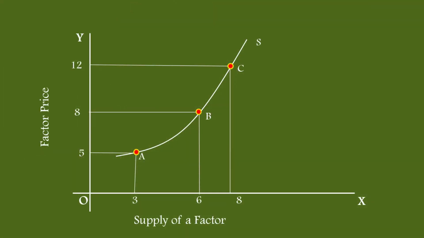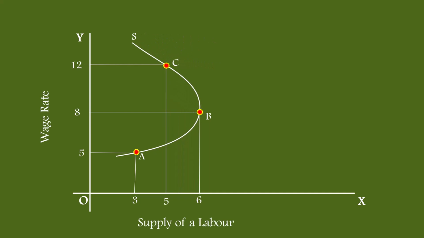Normally, the supply curve of a factor slopes upward, but the supply curve of labor is backward bending. We are going to account for this strange phenomenon in this tutorial. This series is going to be published in several parts under three major heads.